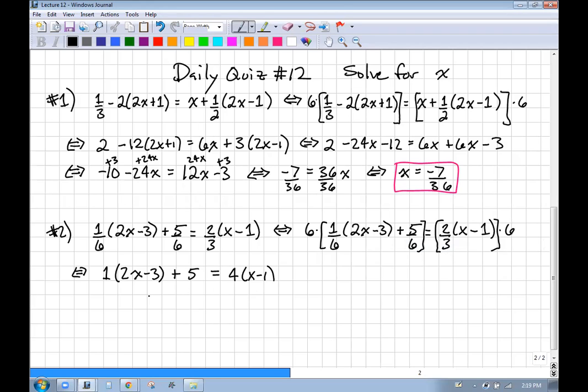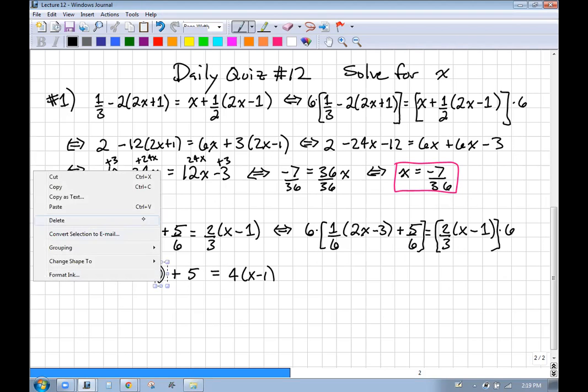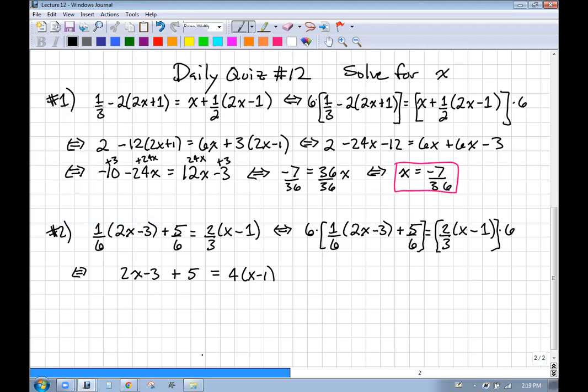Okay? And again, I don't need the 1 here. 1 times that, that's just what it is, right? I'll leave it for now. Doesn't hurt. Let's just drop these parentheses. Over here, we'll distribute our 4 across. We have 2x. 5 minus 3 is 2.